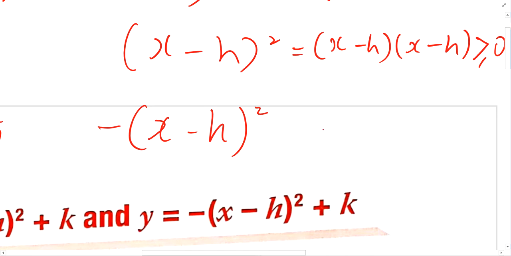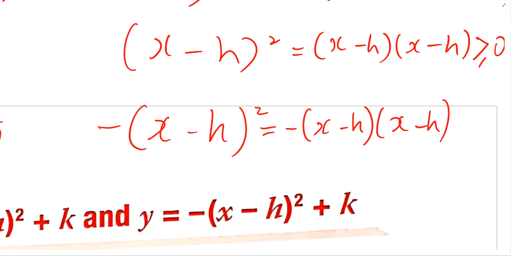If I want to rewrite this, this becomes negative x minus h, x minus h. Correct? Okay? So x minus h, if it is positive, then positive times positive gives me positive, times the negative sign. What do we get? Negative. Okay, let's say x minus h is negative. Negative times negative, positive, times the other negative, negative again. So this must be less than 0, but it is still possible to be 0. Two ways of looking at it.